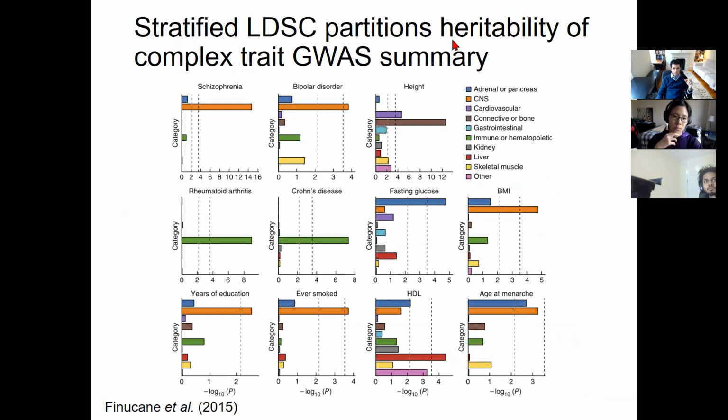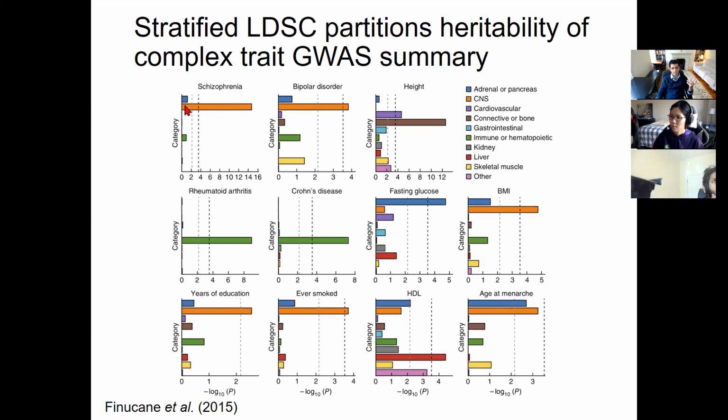So using this stratified LD score regression, you can now start partitioning the heritability of complex traits using just the GWAS summary statistics. So you don't need the kinship matrix. You don't need the genotypes, sorry, all you need is the G by G correlation for every genetic variant and every other genetic variant within the class. And you can use that to now start partitioning the entire heritability without actually knowing the individual level genotypes for every one of your individuals.